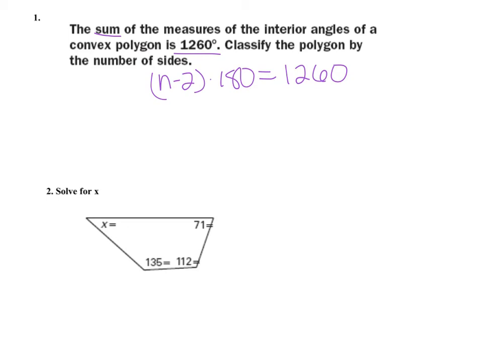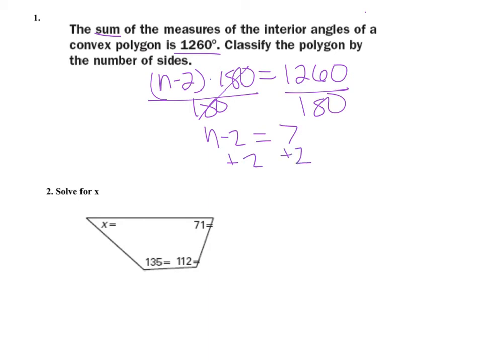You could distribute the 180, but it's easier if we divide by 180 here. Just different methods of our algebra. That will leave us with n minus 2 equals 7. And then when we add 2 to get n alone, we find that n is 9. And when they say classify, they don't only want us to find the side, they want us to name it. So this is a nonagon.